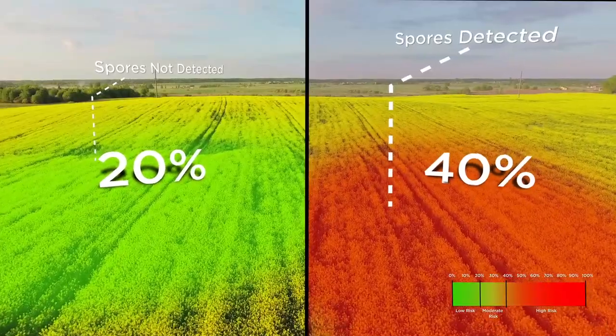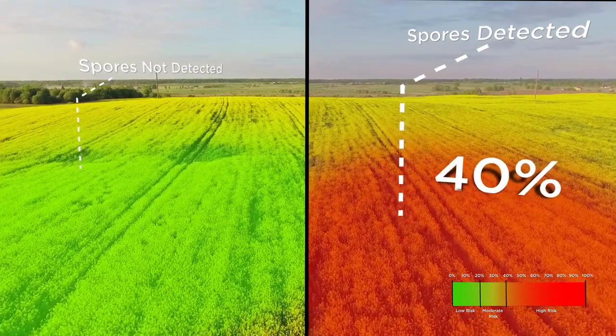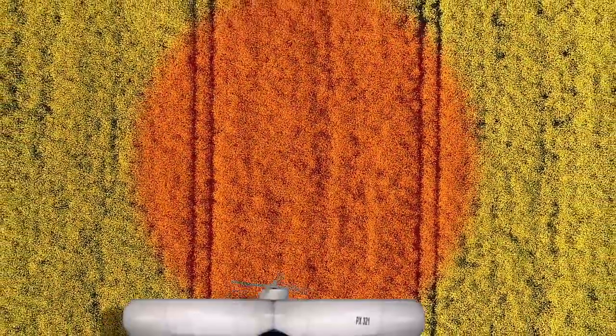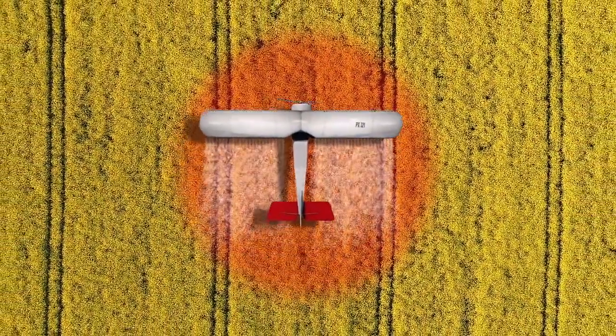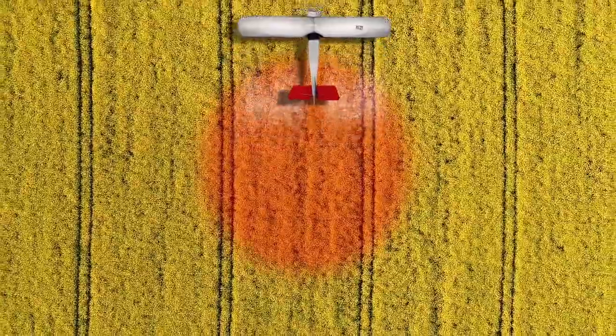If spores have been detected on more than 40% of petals, then there is a high risk of disease causing yield losses above the cost of spraying. When the risk is high, a fungicide application is recommended to prevent high yield losses caused by fungal infection.